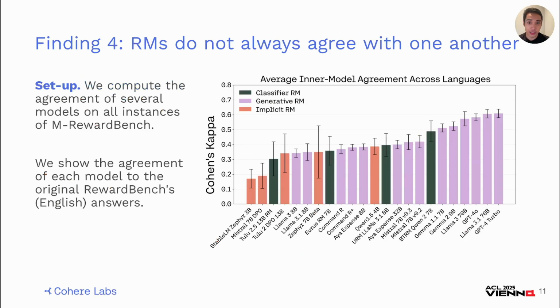Finally, we also look into the agreement of several RMs across several languages. We find that no model achieves complete agreement between other languages and English, while some exhibit greater volatility across languages and others demonstrate more stability. We also observe that some of the highest performing models are not always the most consistent ones.